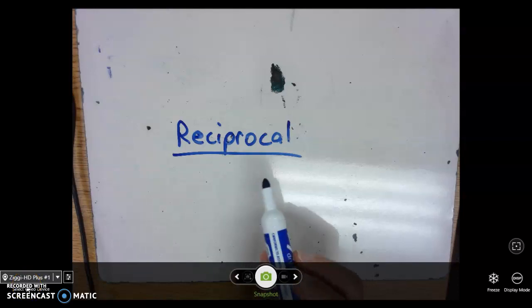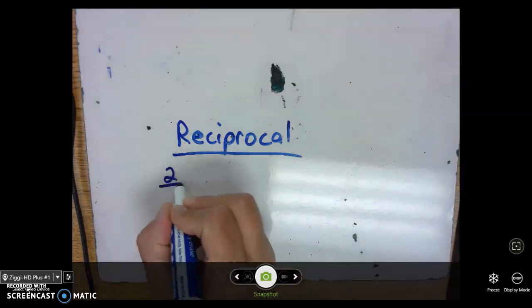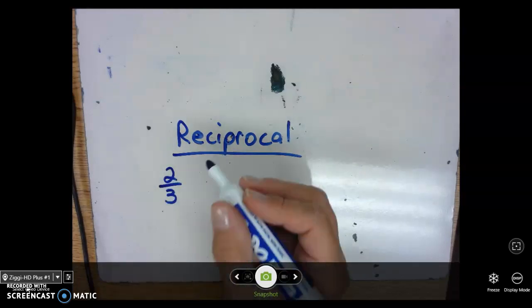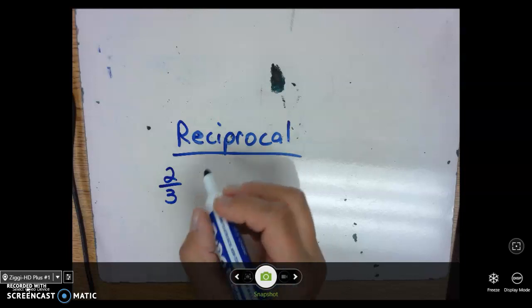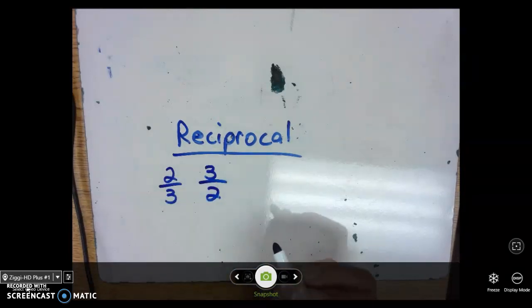I have two quick topics to review with you today. One of them is reciprocal. Reciprocal works with fractions. So if you have the fraction 2/3, its reciprocal simply means that you flip it and the denominator becomes the numerator. The numerator becomes the denominator and you get 3/2 would be the reciprocal of 2/3.